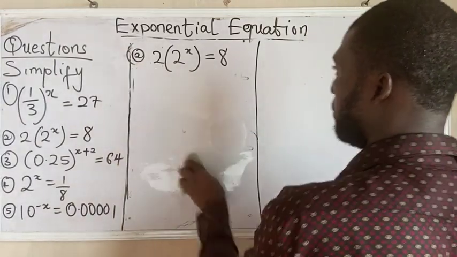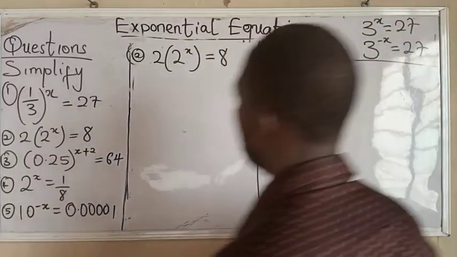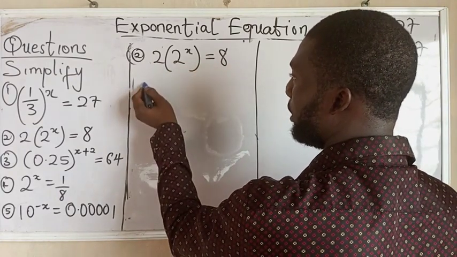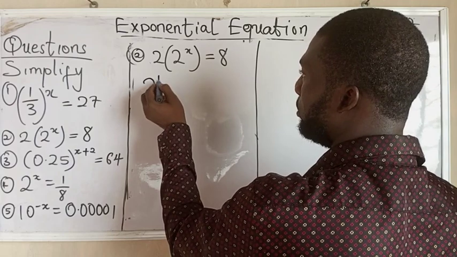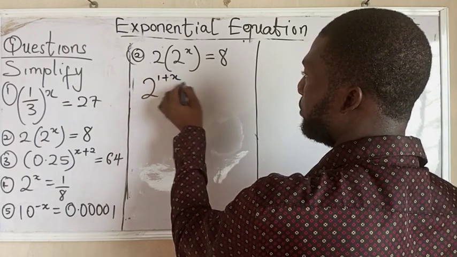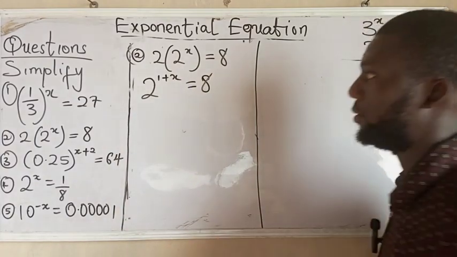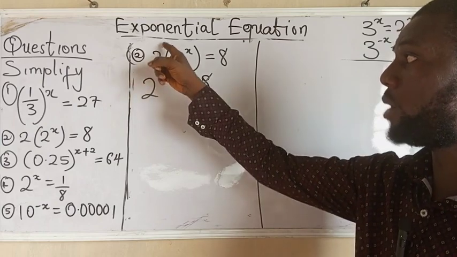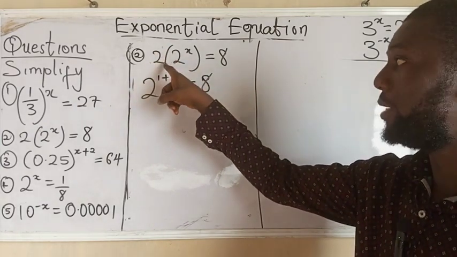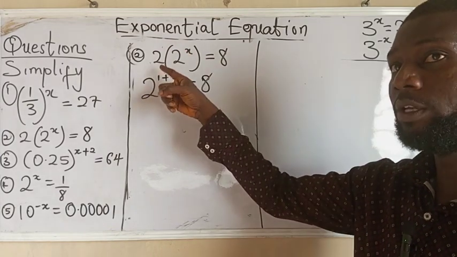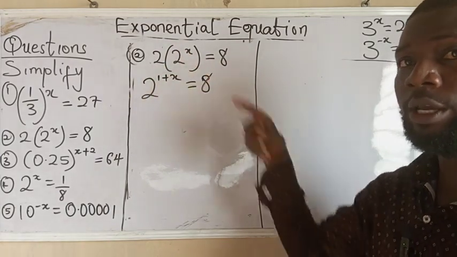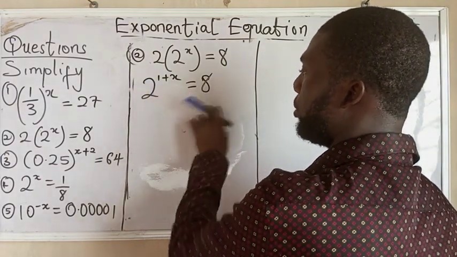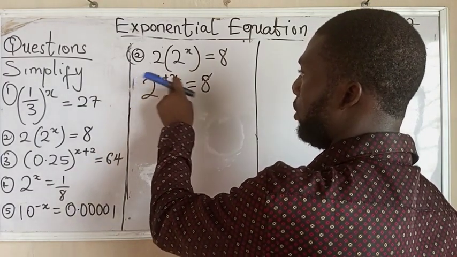Since it has been illustrated above, I can as well say 2 into bracket 2 raised to power x equals 8 is the same thing as saying 2 raised to power 1 plus x equals 8. From the laws of indices, I derive this: if this is 2 raised to power 1 times 2 raised to power x, then using the law that x raised to power a times x raised to power b equals x raised to power a plus b, I can say this is 2 raised to power 1 plus x equals 8.